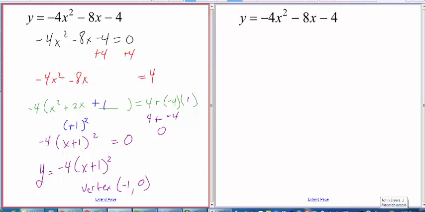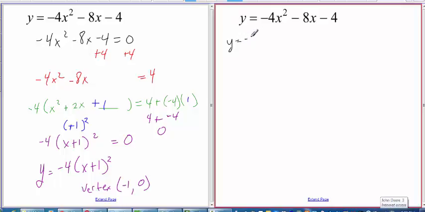Now, let's do this problem again, but let's do it with everything on one side. So we have y equals negative 4x squared minus 8x. We're going to take this constant, we're going to move it way out here. Now, again, we're going to factor out the negative 4 from the linear and quadratic term, and we already have the negative 4 here.